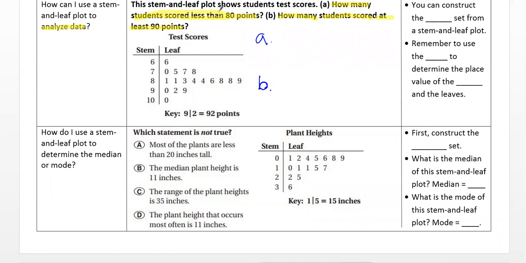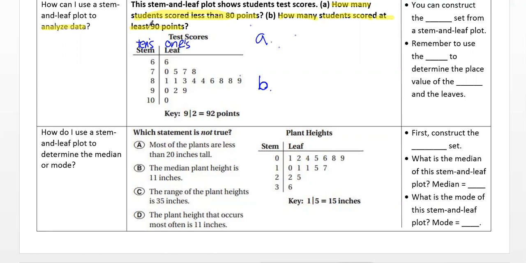Now, before I even jump into looking at a stem and leaf plot, I should go to the key to determine what the stem and leaves represent. 9 vertical line 2 equals 92 points, which means the 9 in the stem must represent the tens place, and then the leaves must represent the ones.